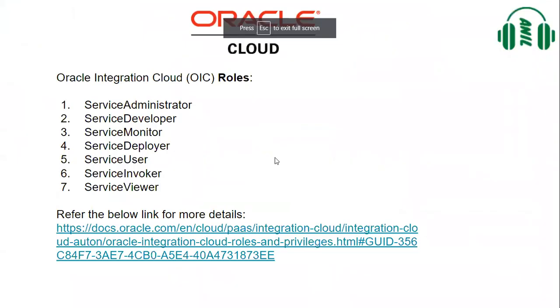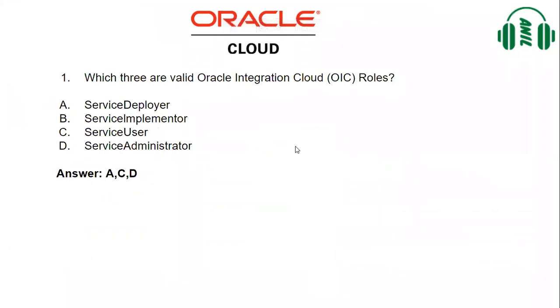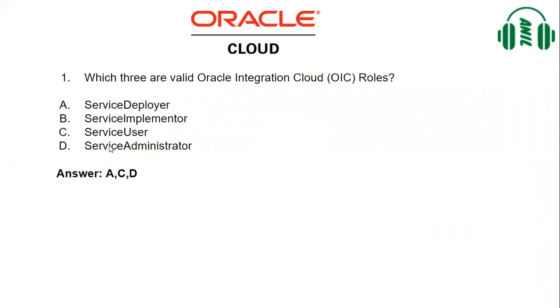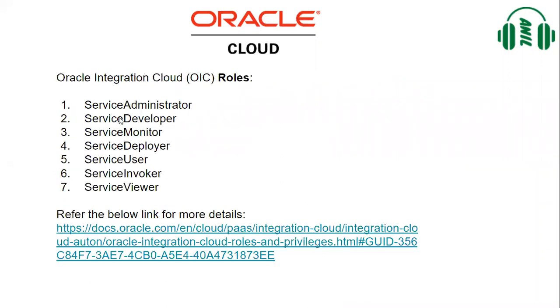So let us move on to the question from this topic. Which 3 are valid Oracle Integration Cloud roles? ServiceDeployer, ServiceImplementer, ServiceUser, ServiceAdministrator. ServiceAdministrator is the first one. ServiceDeployer is here, the 4th one. ServiceImplementer is not there. ServiceUser, you can see this.